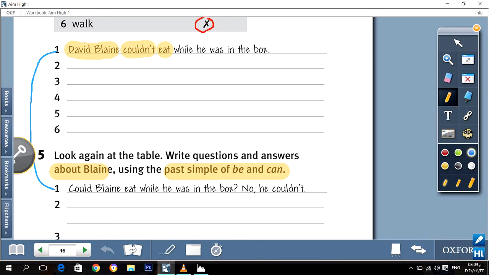It says, could Blaine eat while he was in the box? And you have to answer. So no, he couldn't. Why no, he couldn't? Because there is what? There is a cross beside eat. This is how you can finish this exercise.